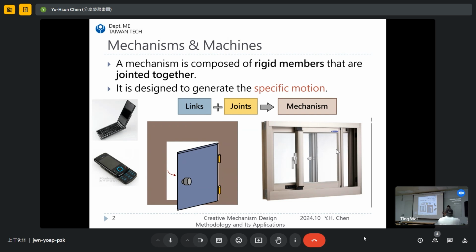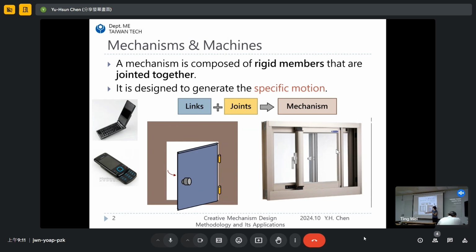And what is a mechanism? We say it is combined by links, or kinematic members, and joints. So what kind of mechanism do we use every day? For example, the door. There are two links, the door and the wall, and they are joined together by the hinge. We define that as a revolute joint.